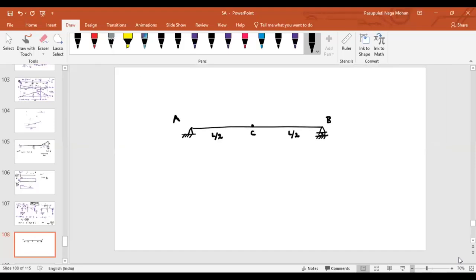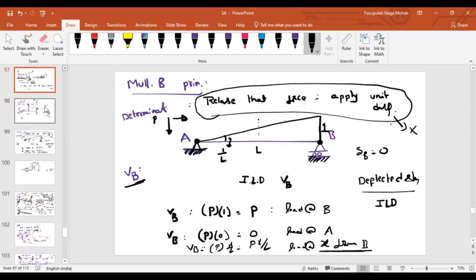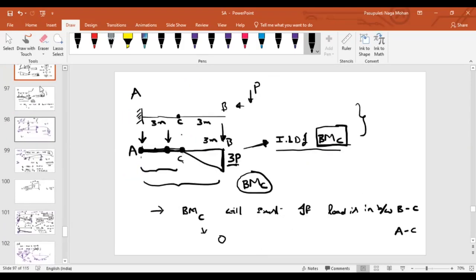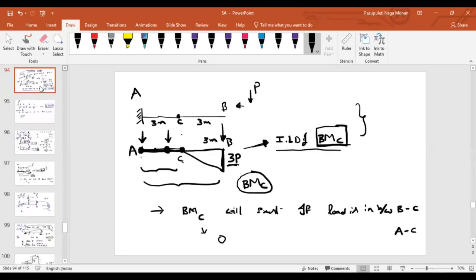According to the deflected shape, what do we have to do? We have to release that force and apply the unit displacement. As I told you in the previous case, just a second, let me go to the previous diagrams and then, yeah.